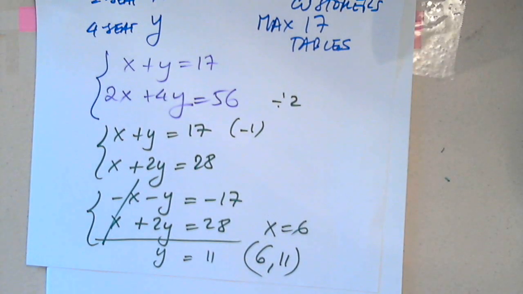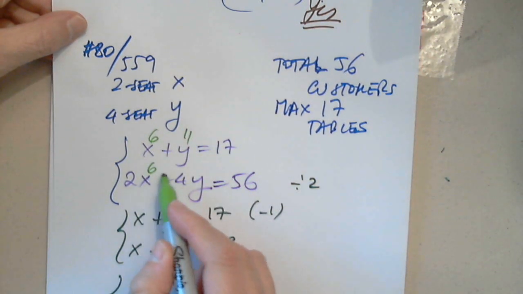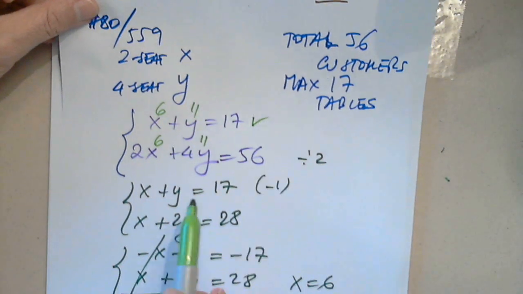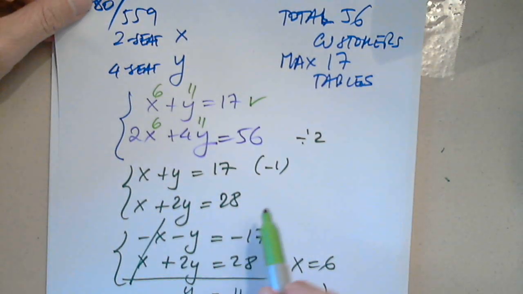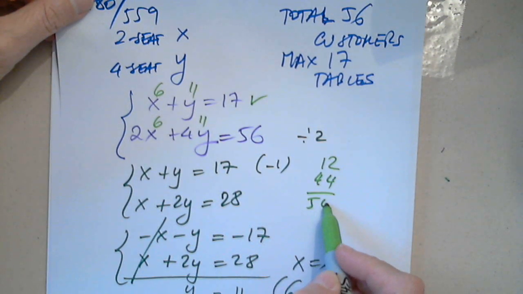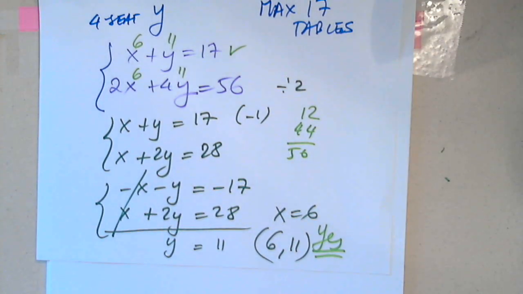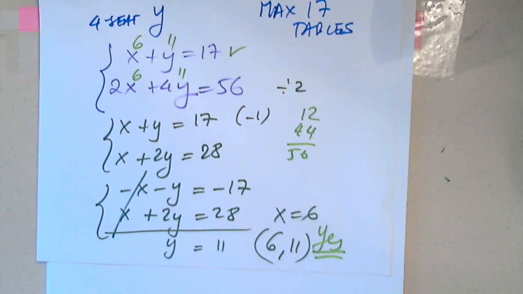But again, I have to show you why, which means I have to go back to the original problem and replace 6 and 11, and make sure that both work. 6 plus 11, 17, yes. 12 plus 44, 56 indeed. So now I'll say it's a yes. That is the correct solution: 6 tables with 2 seats and 11 with 4 seats. Any questions?